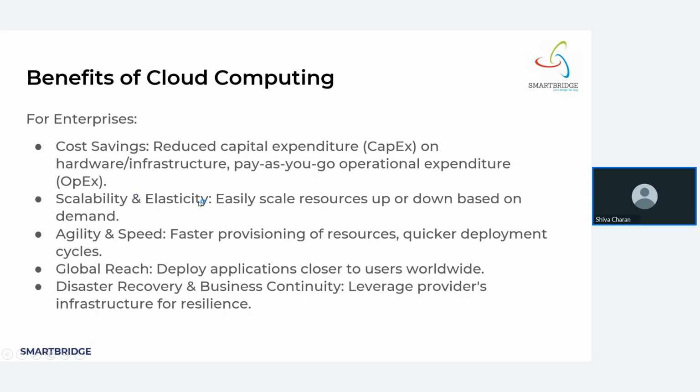Then scalability and elasticity, which we have seen. Elasticity is easily scaling resources up and down based on demand, the way we can switch in between. Then agility and speed: faster provisioning of resources and quicker deployment cycles. Whenever we clicked the connect button in Google Colab, you have seen that it immediately connected with the server and the status was shown as connected. That is the agility and speed it was talking about. But here it is related to IBM. I'm just picking up examples which you have seen already. That's it.